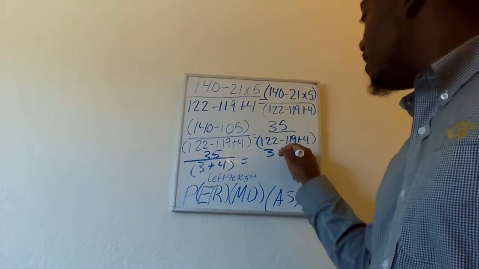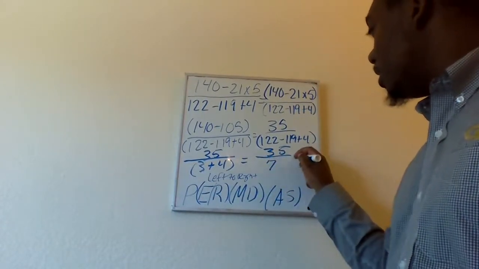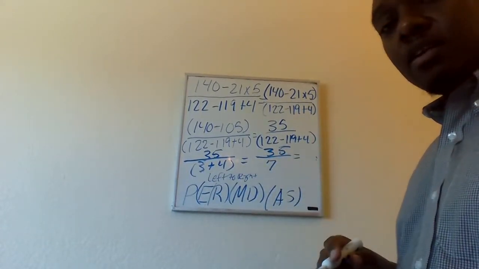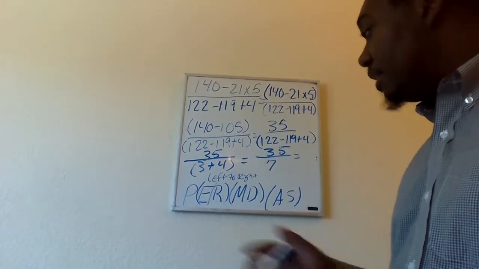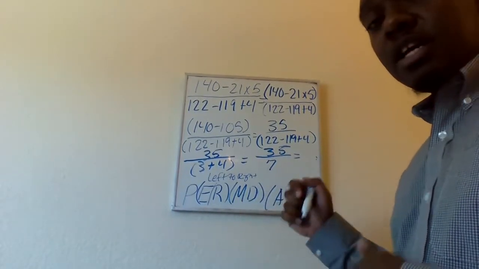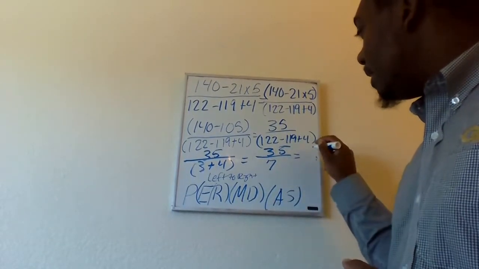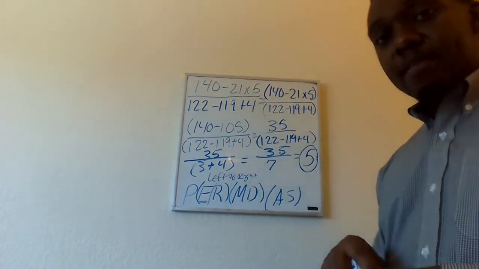And then we have 35 over what we're going to add. 3 plus 4 is 7. And so we have 35 over 7, or 35 divided by 7. Because now all the parentheses are gone. The next step is to look for exponents or roots. So we don't have any. Next step is to look for multiplication or division. We see division. 35 divided by 7 gives us 5. And there we have it.